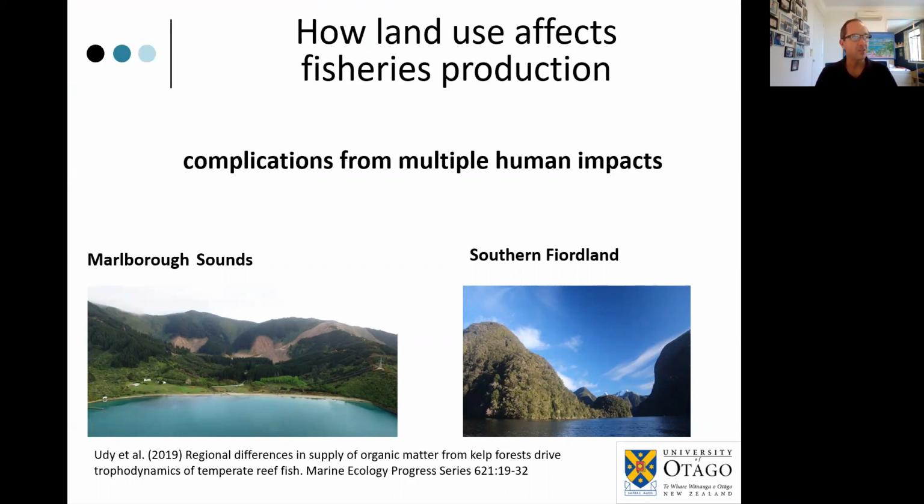But on the left there, you can see Marlborough Sound with very heavily cleared landscapes, and now very, very few kelp forests. On the right-hand side, you have the southern Fiordland with much more extensive natural vegetation, cleaner water, and healthy kelp forests. And it appears that that kelp is a really important input of energy and fixed carbon to the food webs of these commercially and recreationally valued fish species.